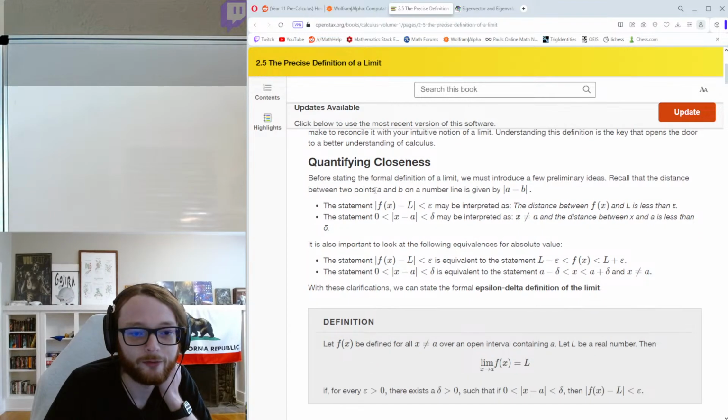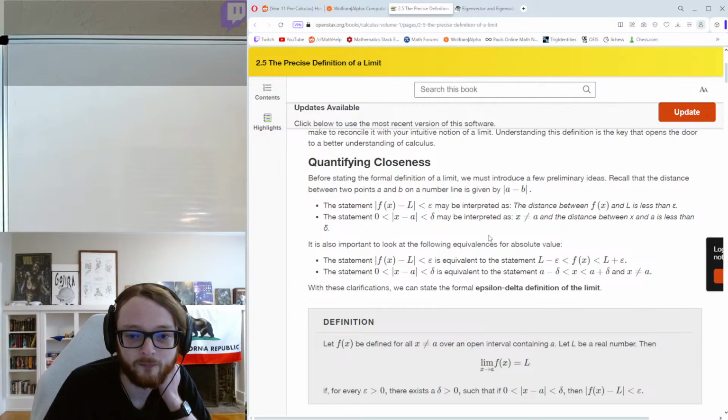Alright, quantifying closeness. Before stating the formal definition, we must introduce a few preliminary ideas. The distance between two points A and B on the real line is given by the absolute value of A minus B. Sure. The statement absolute value of f of x minus L less than epsilon may be interpreted as the difference between f of x and L is less than epsilon, right? The statement 0 is less than absolute value of x minus A is less than delta, you can interpret as x is not equal to A, and the distance between x and A is less than delta. Yep.